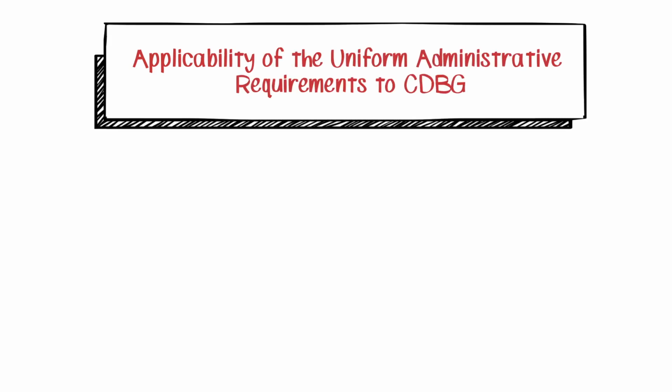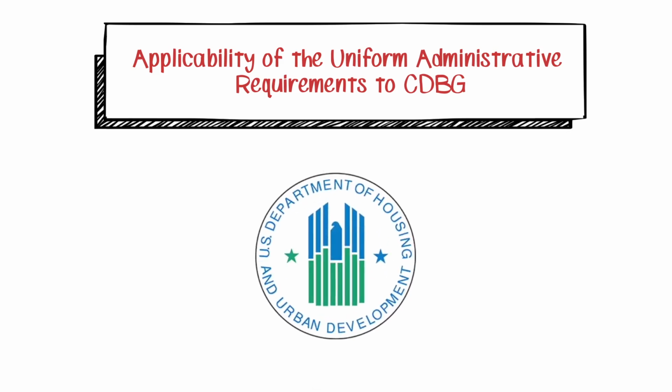Thank you for watching the Topical Capacity Building component of the Financial Management module. We learned how to determine the applicability of the Uniform Administrative Requirements, Cost Principles, and Audit Requirements for federal awards to the CDBG Entitlement and State CDBG programs. Please proceed to the next topic to continue learning about financial management.